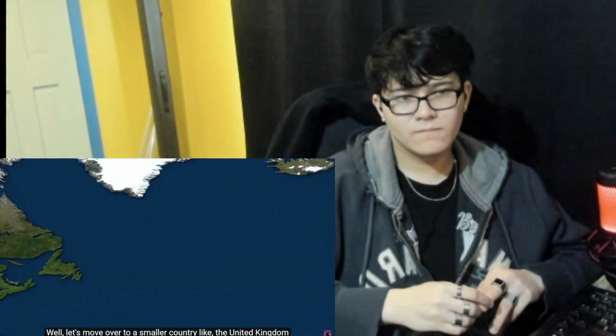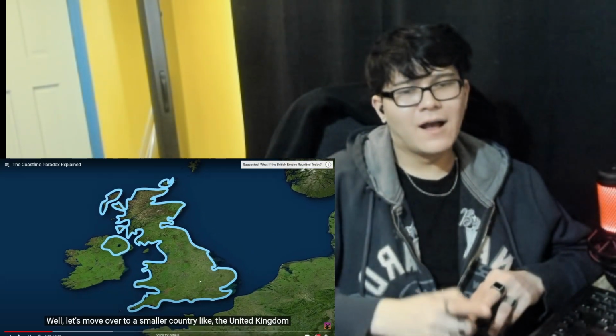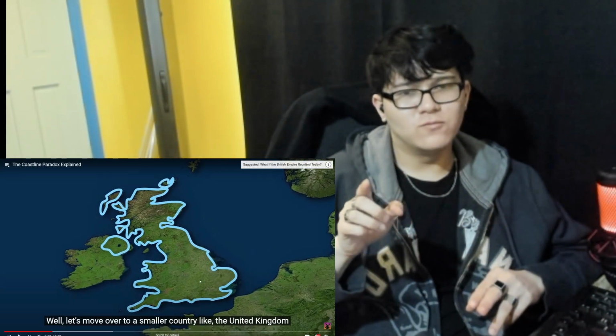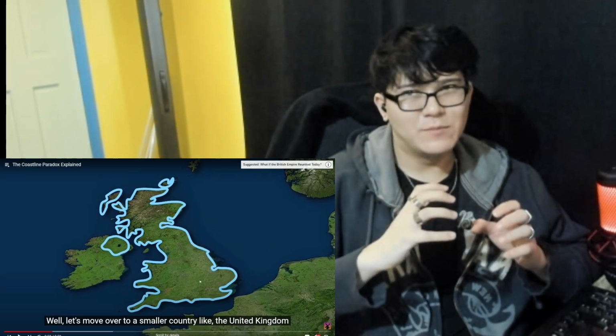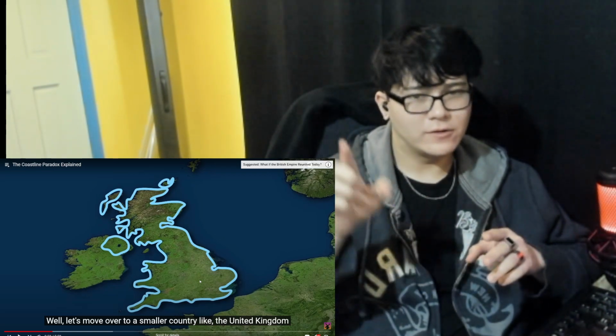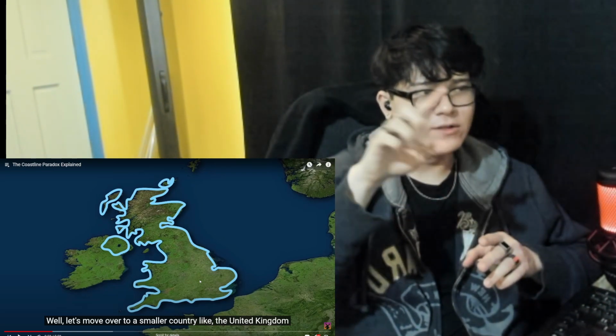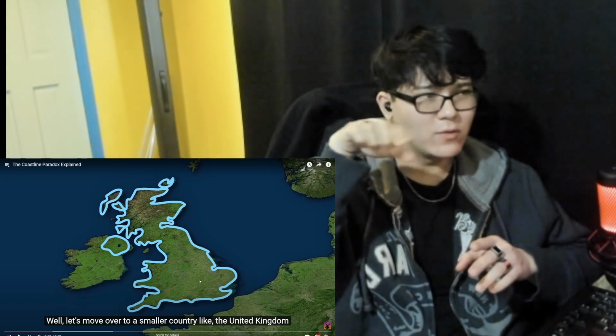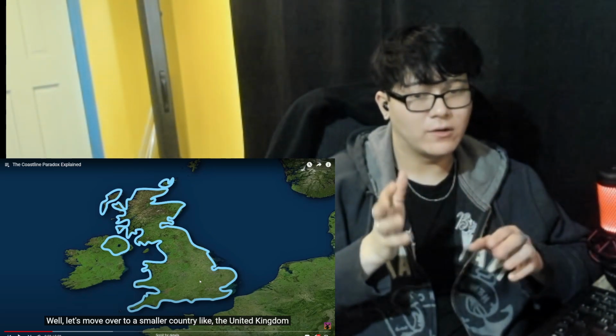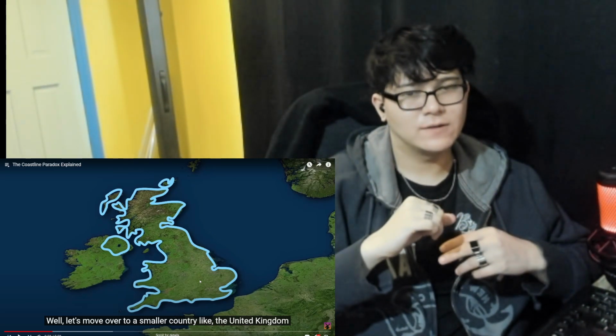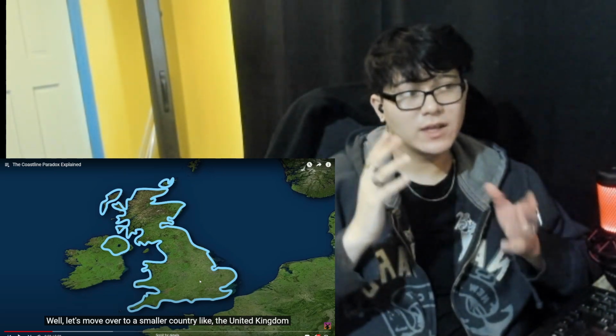Let's move over to a smaller country like the United Kingdom. I imagine that if you zoom in or keep on zooming in, it'll just get longer and longer because you're going all against all these little cracks and edges, going in and out. I imagine that makes it longer. There needs to be a standardized system to measure coastlines, I guess.